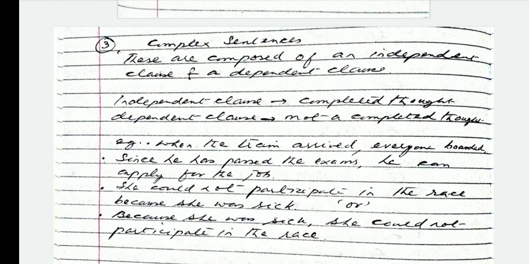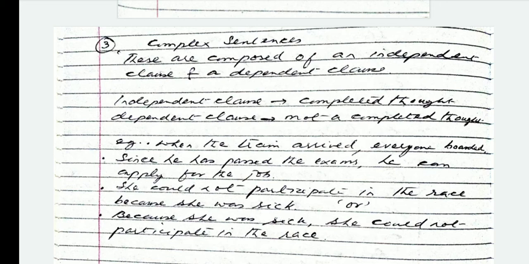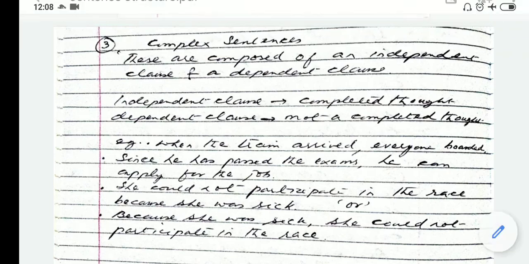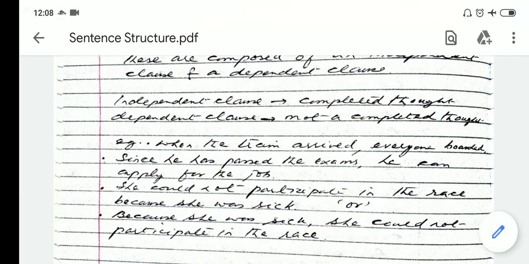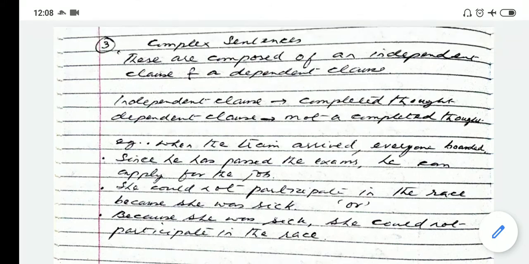Everyone boarded is an independent clause. Why is it an independent clause? Because everyone is the subject, and it has a verb, and it has a completed thought. Everyone boarded. It's complete baat hai, complete thought. But when the train arrived is not an independent clause. This is a dependent clause because there is no completed thought. And when these two clauses are combined, one the dependent clause, the other the independent clause, such sentences are called complex sentences.